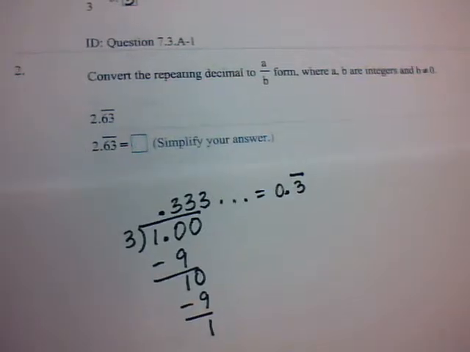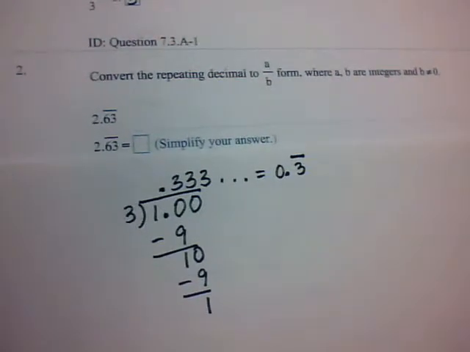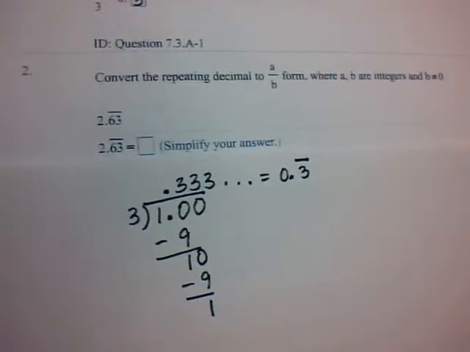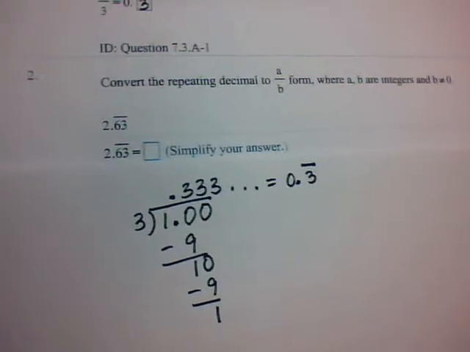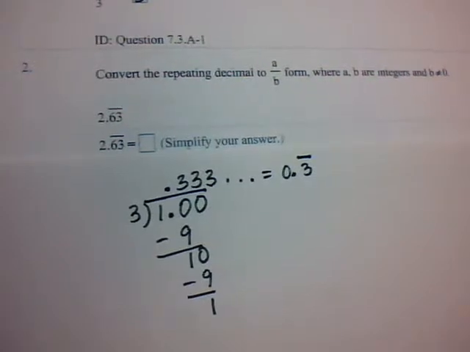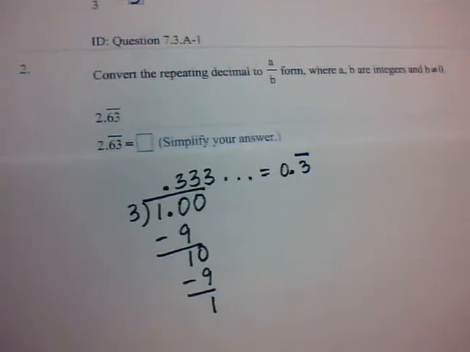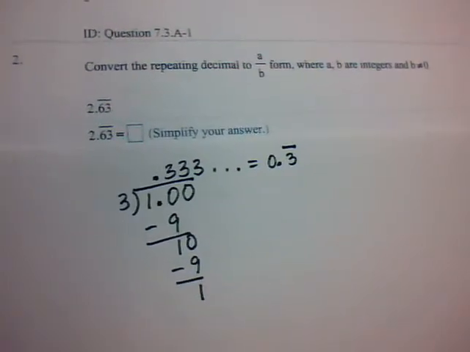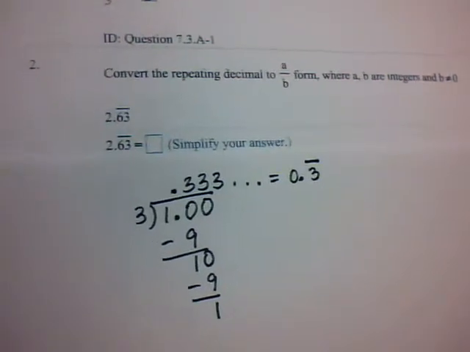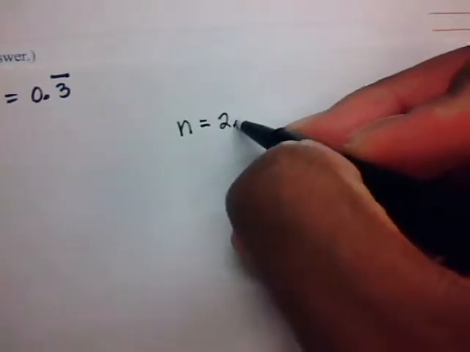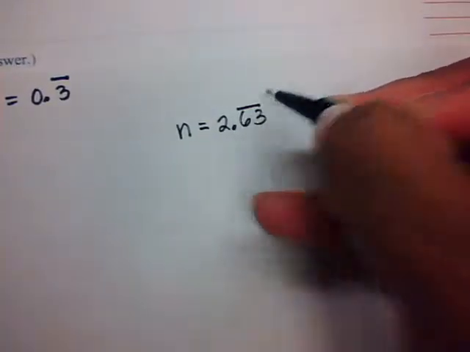All right, number 2, you're going to convert the repeating decimal to a over b form where a and b are integers and b is not equal to 0. In this case here, you got 2.63 with the bars on top of the 6 and the 3 showing that those 2 digits repeat. And I want to write that in the form a over b. Here's what I'm going to do. I'm going to let n be that repeating decimal, 2.63 repeating.